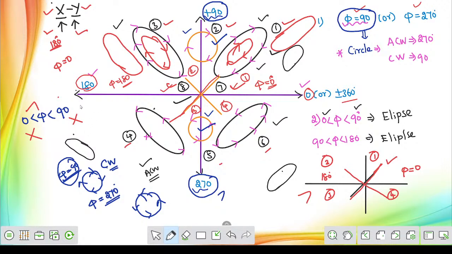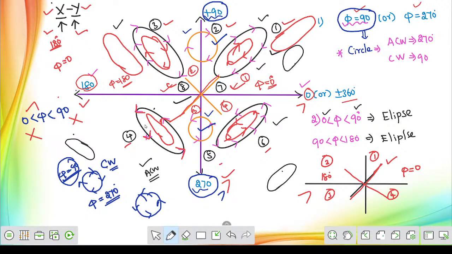Suppose the phase angle lies between 180 to 270 degree, then you can observe this pattern of ellipse. But this will rotate in anti-clockwise direction. Suppose the phase angle lies between 270 to 360 degree, then this will be the pattern of your ellipse, and that will also rotate in anti-clockwise direction. So the conclusion is that totally we have 8 different patterns that we can observe on the screen of the CRO, based on the phase angle difference that we are giving between two signals.